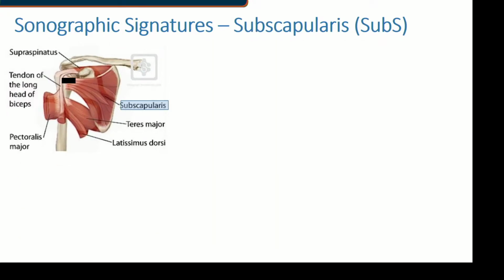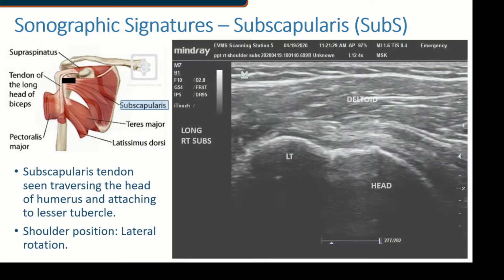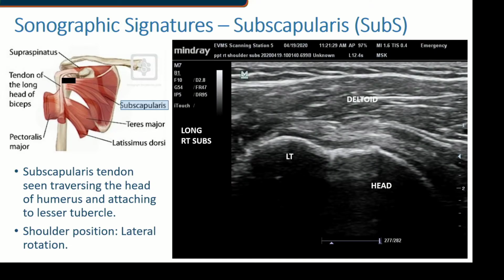So the subscapularis is going to be part of the rotator cuff, as you know, and it's going to lie on that anterior surface of the scapula, and it's going to attach to the lesser tubercle. So in order for us to see this, because it lies underneath the coracoid process, we have to do a lateral rotation. And when we do the lateral rotation, it's going to reveal the tendon to us.